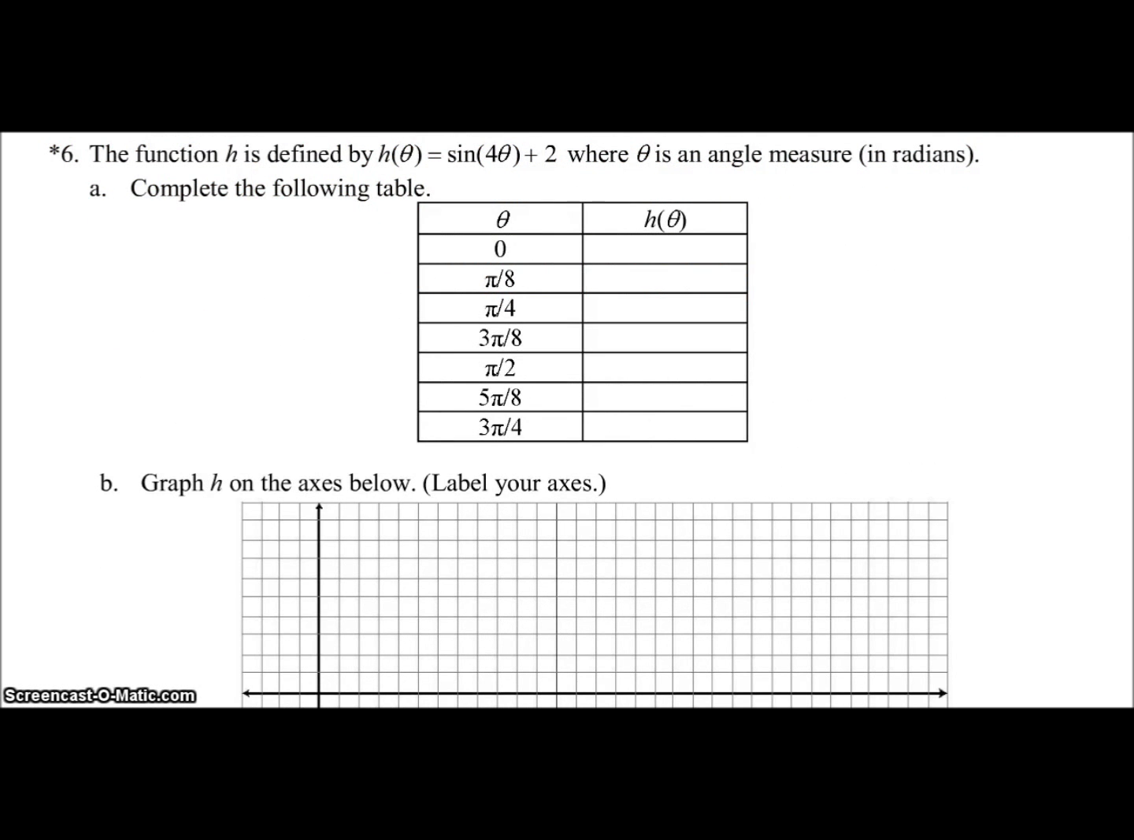The function h is defined by h of theta equals sine of 4 theta plus 2, where theta is an angle measure in radians. Complete the following table. Let's see, sine of 0 is 0, plus 2 is 2. Sine of 4 times pi over 8, well, 4 times pi over 8 is pi over 2. And I know that sine of pi over 2 is 1, plus 2 is 3. Let's see, 4 times pi over 4 is pi. Sine of pi is 0, plus 2 is 2.